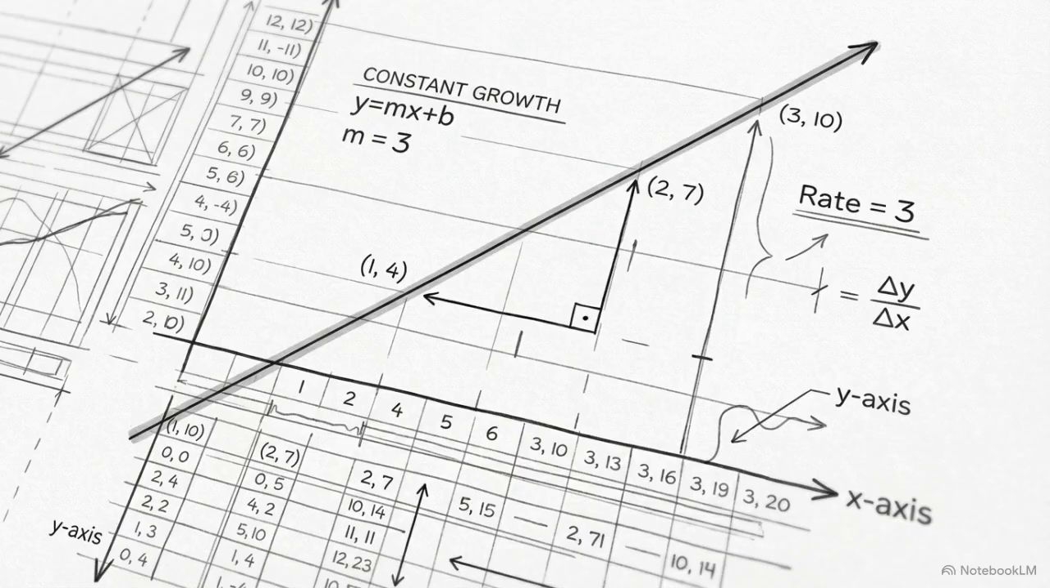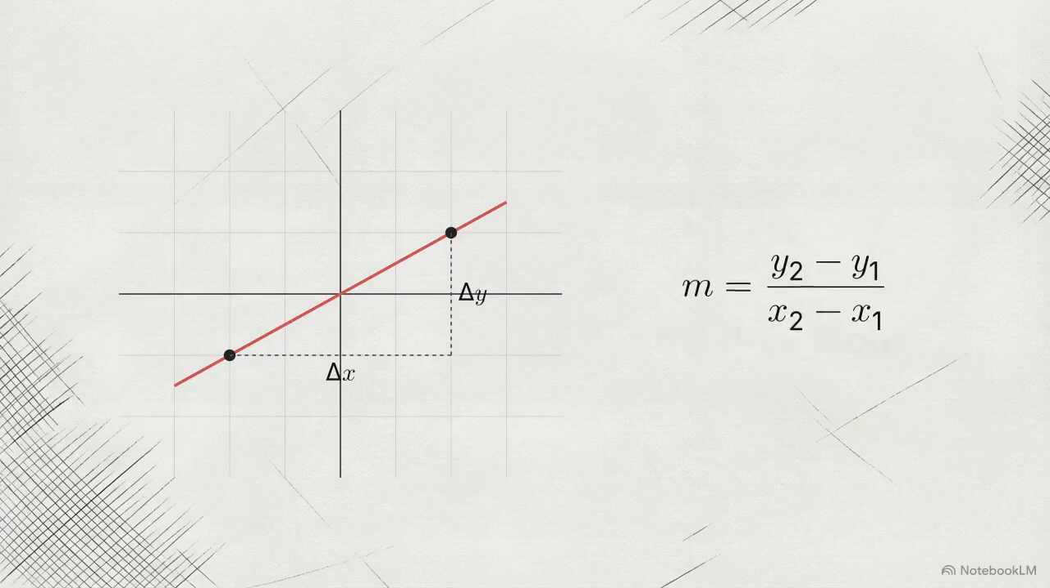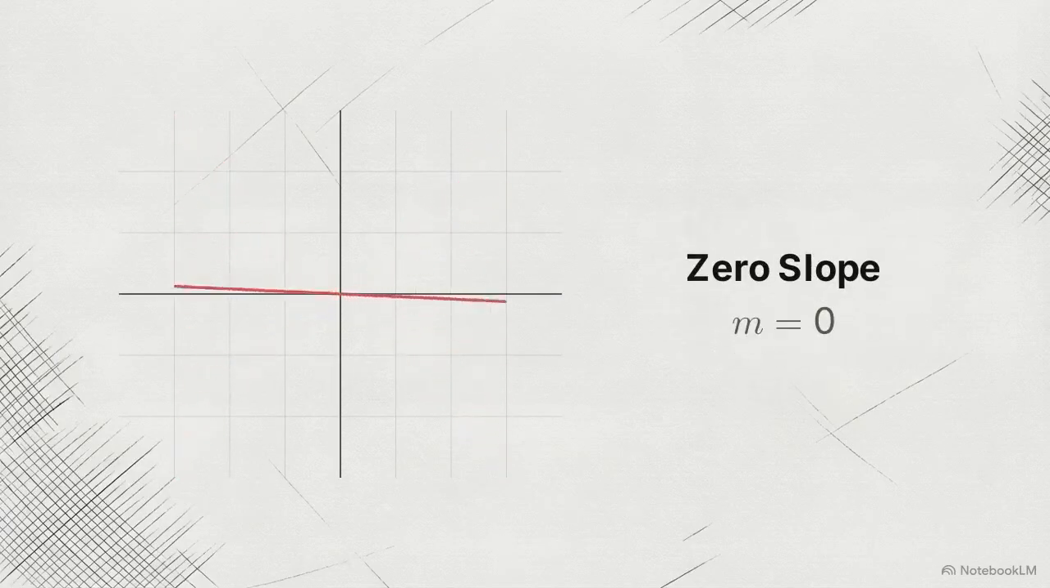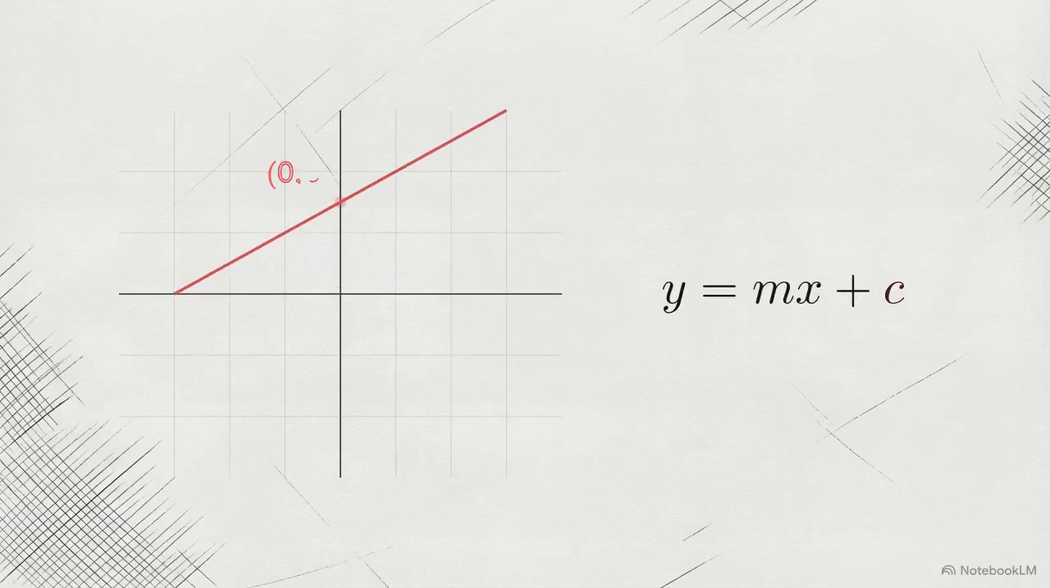When a system scales with a constant rate of change, we use linear equations. This linear model's constant change is the slope, measured between 2 points. A positive slope increases, negative decreases, and 0 is horizontal. This equation is y equals mx plus c, where c is the y-intercept.